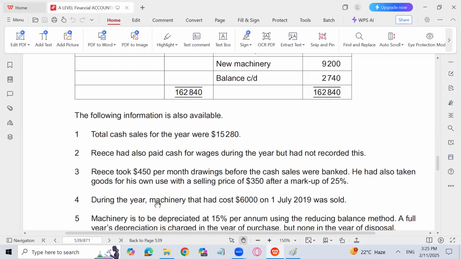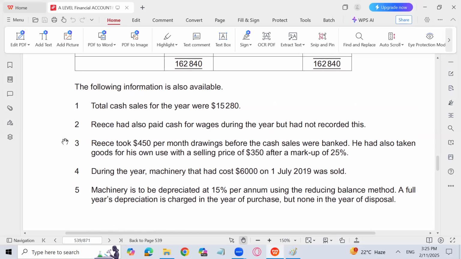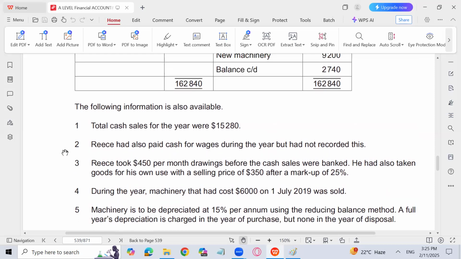that is goods drawing. During the year, a machine that had cost 6,000 on 1st July 2019 was sold. The machinery is to be depreciated at 15% per annum using reducing balance method. A full year depreciation is charged in the year of purchase, but none in the year of disposal. So annual basis basically are given in the question.